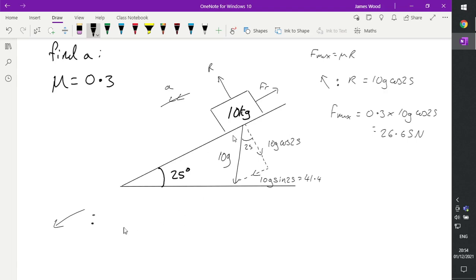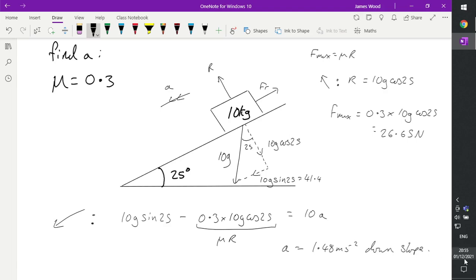So going down the slope, we've got 10g sine 25, which is this force here pulling it down, and then minus the frictional force, which I'm going to write as 0.3 times 10g cos 25. So this bit here is basically mu R, or my friction. And that equals ma. So that is 10a. And then we can solve this to find a. We get 1.48 down the slope.